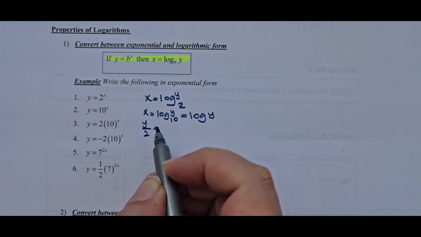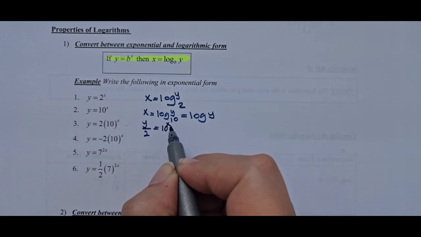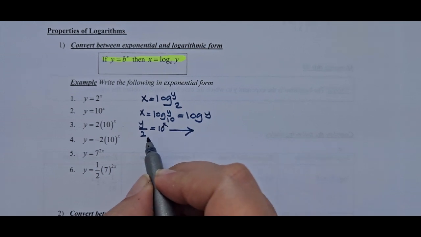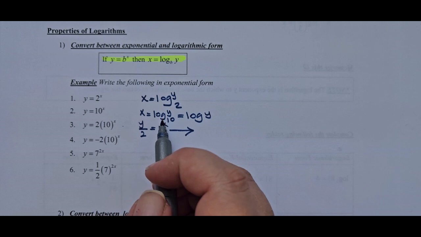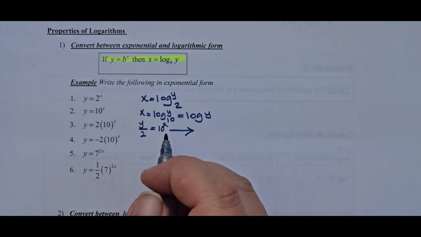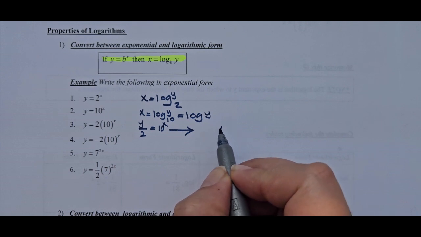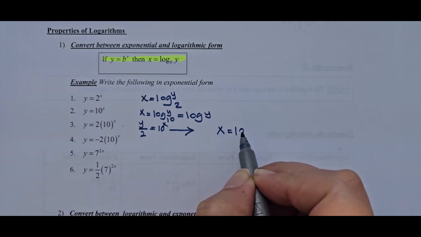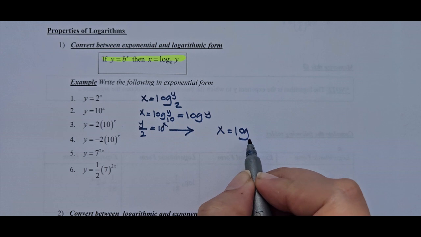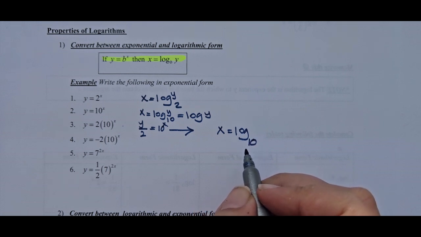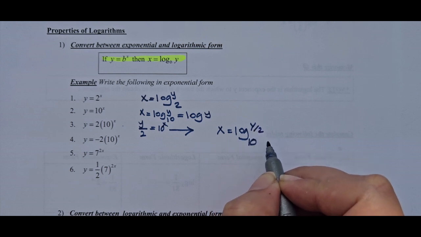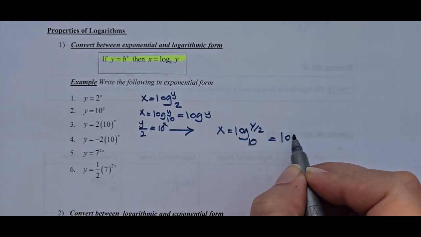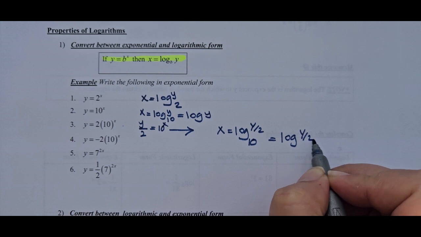Y over 2 is 10 to the power x. So here, wherever there's a y, you have to substitute it with y over 2, right? So let's do it this way. X would be log, right? The base is still 10, okay? But here, that would be y divided by 2. Or you can simply write it as y divided by 2.